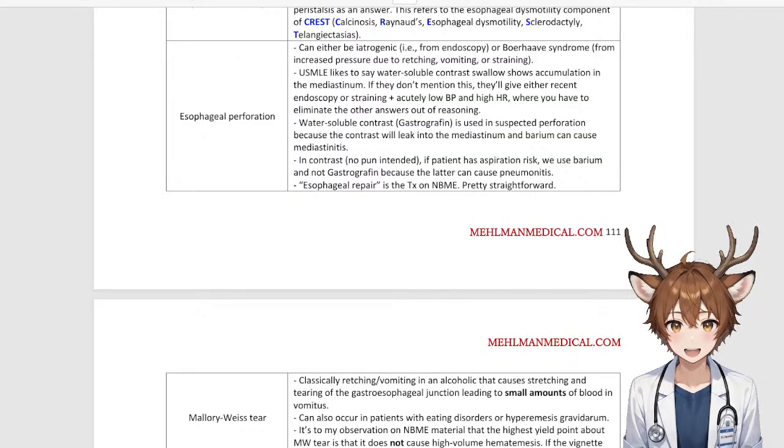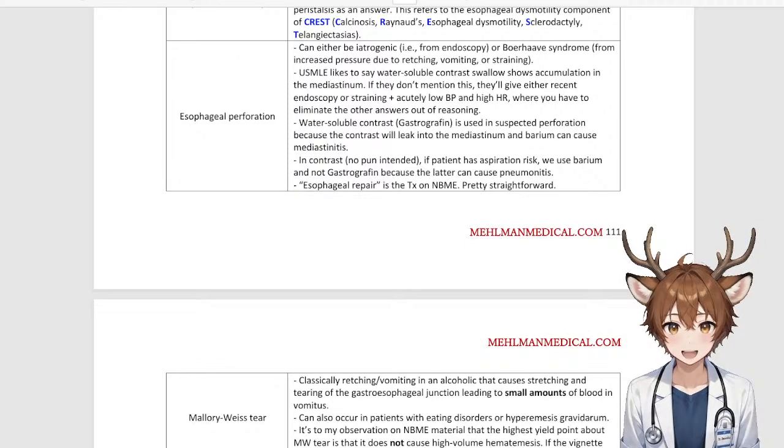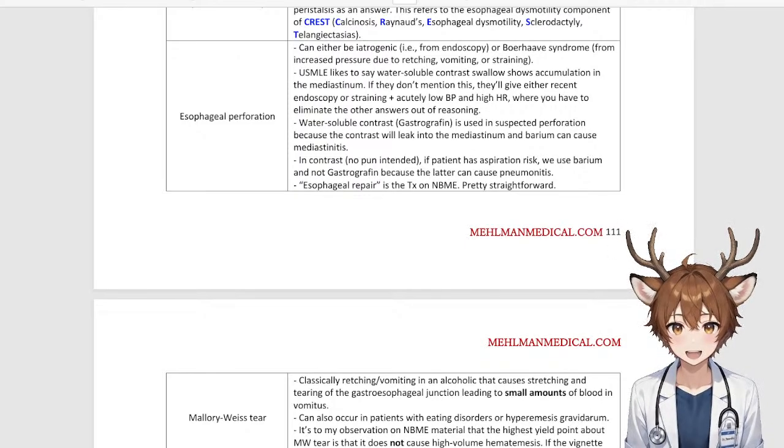Esophageal repair is the treatment on NBME. Pretty straightforward. Again, esophageal perforation, what do? Esophageal repair.